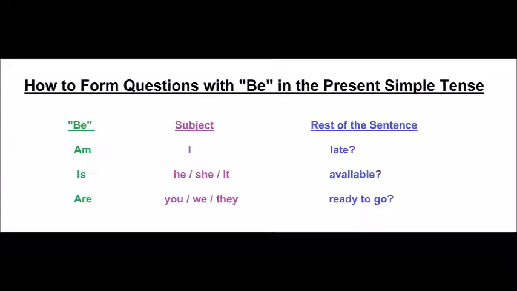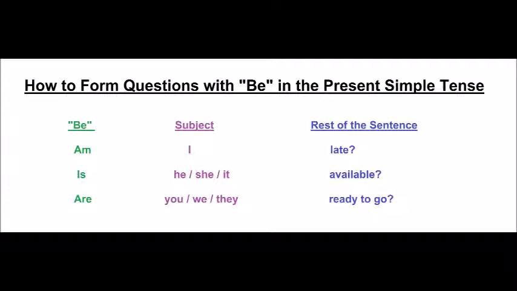In order to form questions with to be in the present simple tense, we need the correct form of to be plus the subject plus the rest of the sentence. For example, am I late? Am is the correct form of be. I is the subject. And the rest of the sentence is late. Notice how for am, the subject would be I.